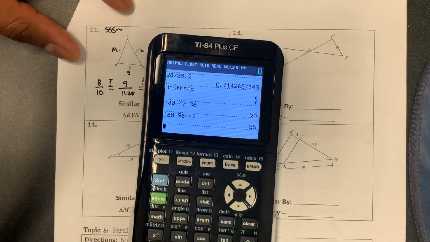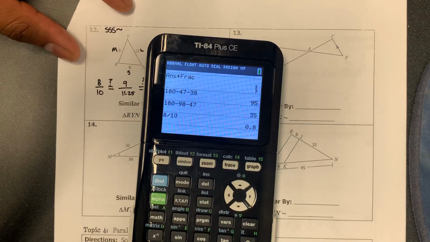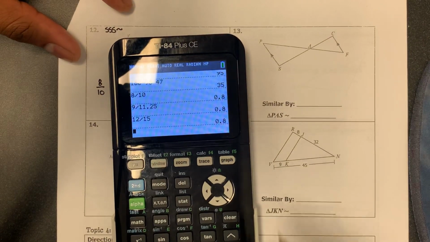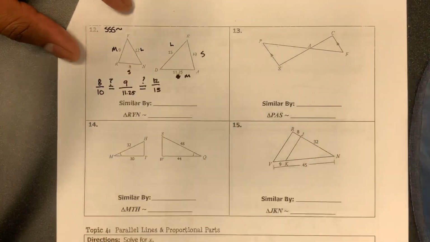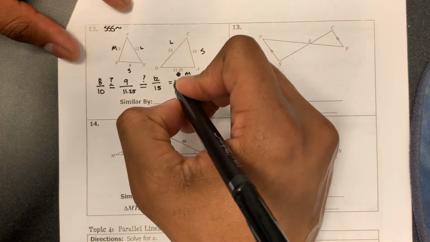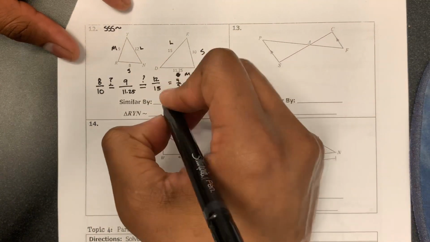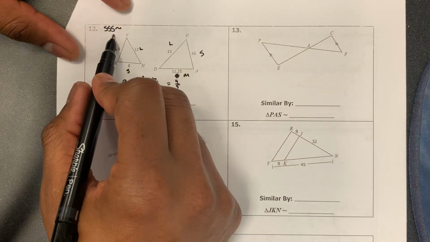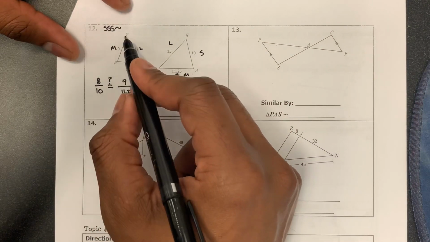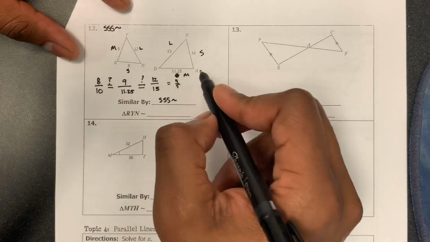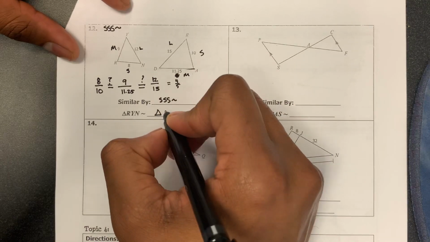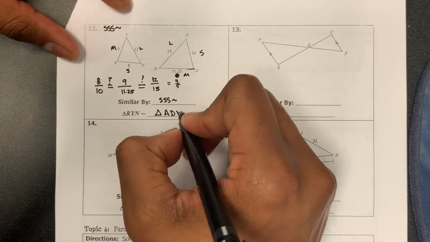So all you have to do is type each ratio in your calculator. It's 0.8. It's also 0.8. And 12 divided by 15 is going to be 0.8. So all three ratios are 0.8. So these all equal 4/5. The answer is they are similar by side similarity, the only one we needed to test for. So triangle RYN, so medium to large, we need to do ADE. So triangle ADE.